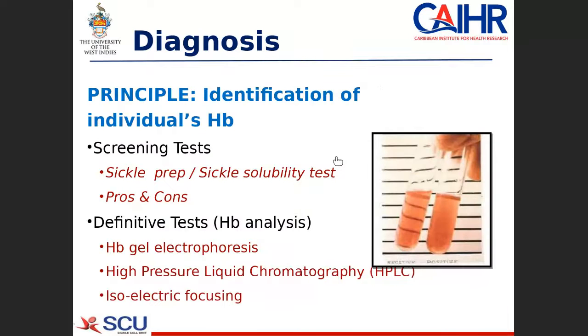And there are different methods of diagnosis. The principle behind diagnosis is basically that we want to identify the hemoglobin makeup of an individual. We want to know what hemoglobins are present in your red cell. All right. Now we have screening tests and we have the definitive tests. Okay. So the screening tests are our sickle prep and our sickle solubility test. Does anybody know anything about either one of these tests?